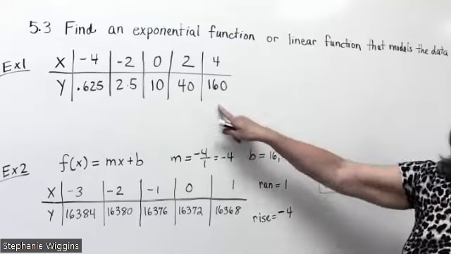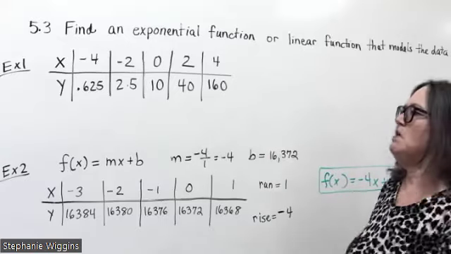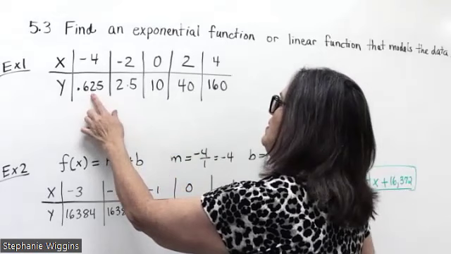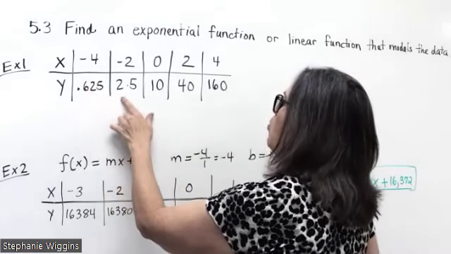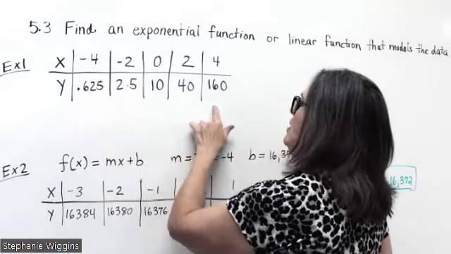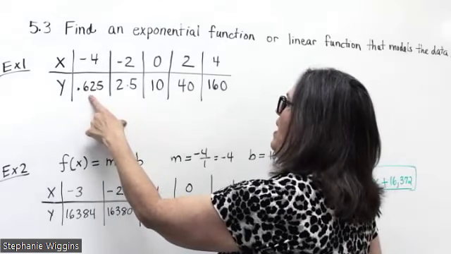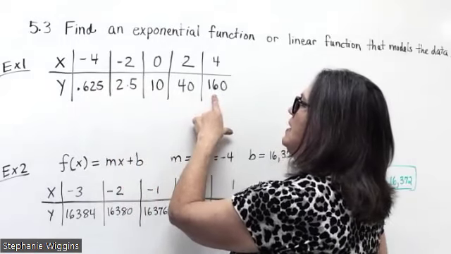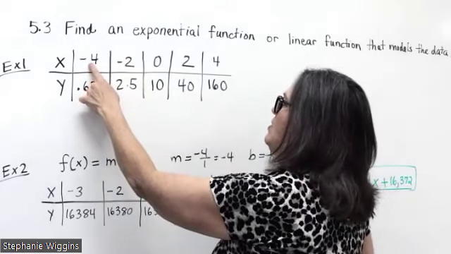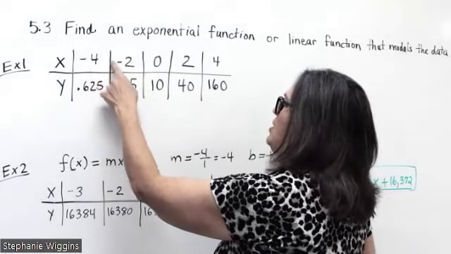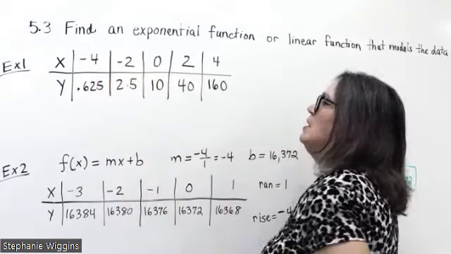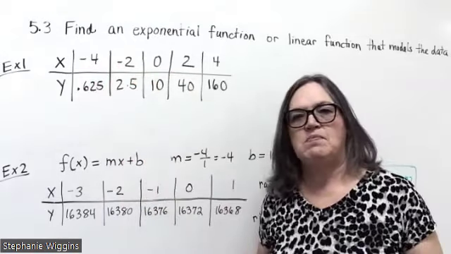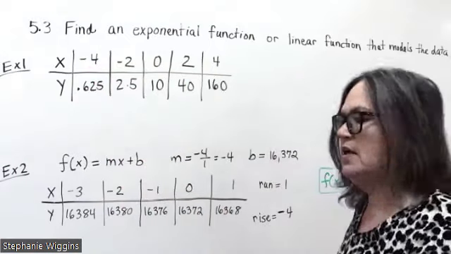Now, this is obviously exponential because you can see these y values are rising rapidly. You start at 0.625 and just a few places over, you're at 160, whereas the x values are constantly increasing, you're adding 2 each time. So let's go ahead and find the model for this exponential function.